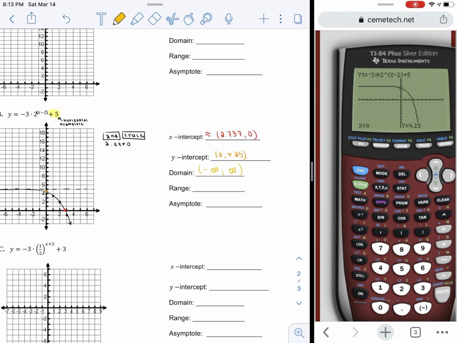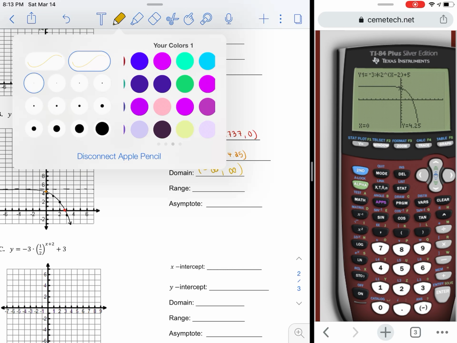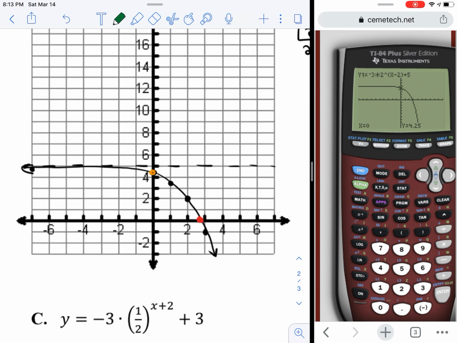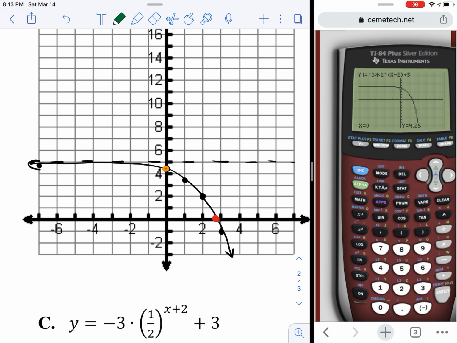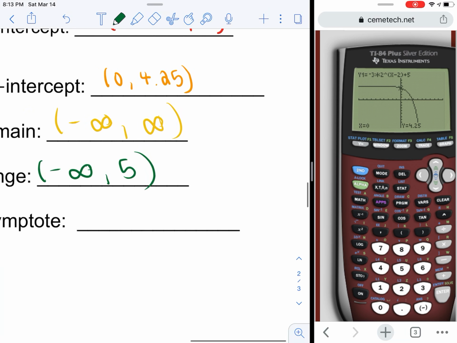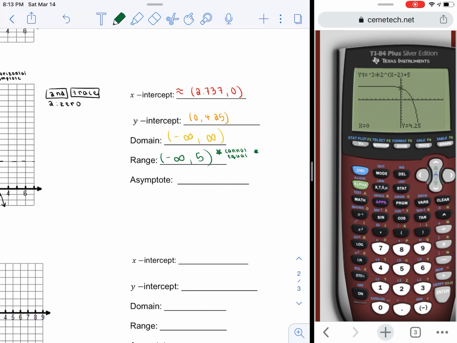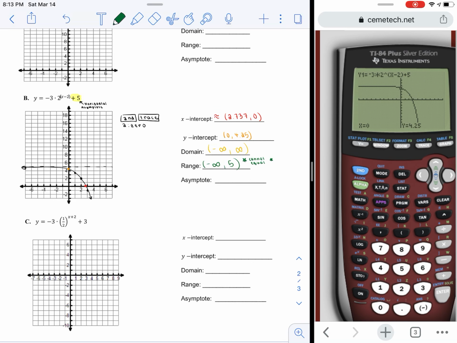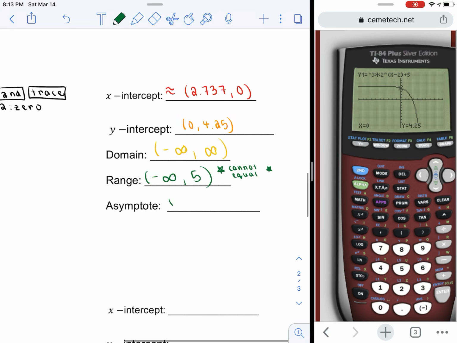The range, however, depends on that horizontal asymptote. If you all notice, we are completely below our horizontal asymptote, which means our range is -infinity to 5. No bracket. You cannot equal this value. So it is very important you do not put a bracket there. Unlike what we just did with radicals where it can equal that value, here it cannot. And then finally that asymptote is equal to, change my color, y equals 5.